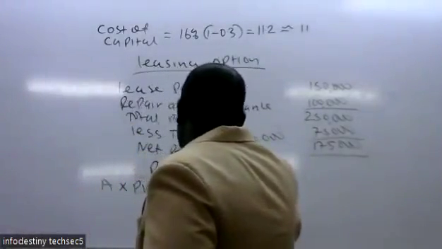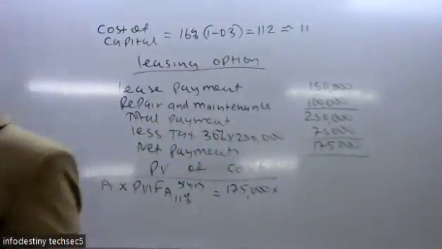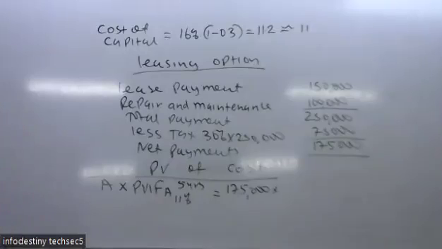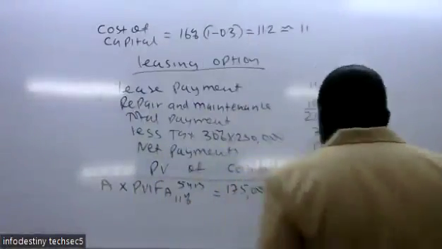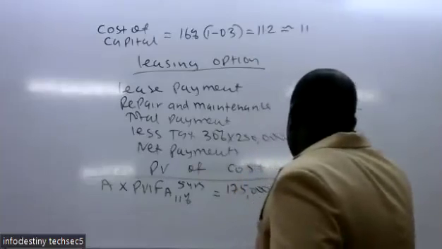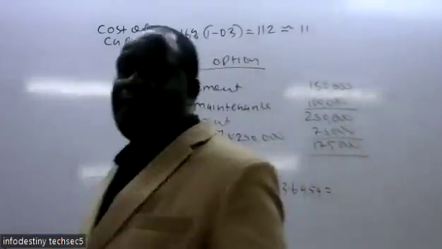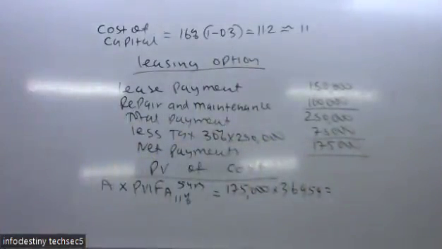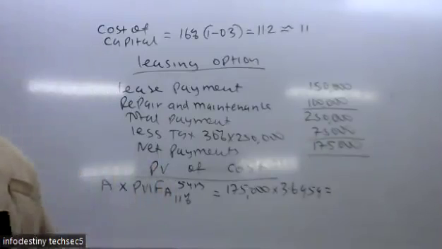So take 175,000 from your table. What is 11% in year 5? The annuity table. 3.695. So we use the annuity table.